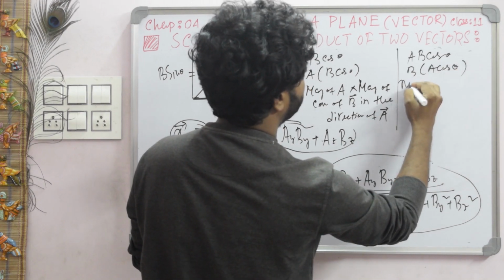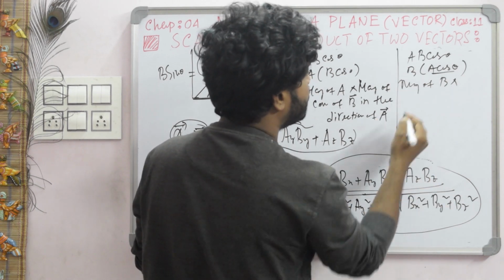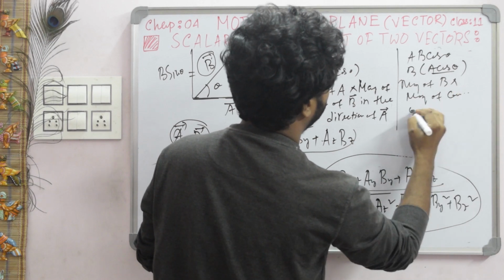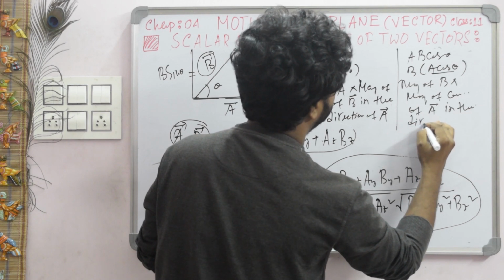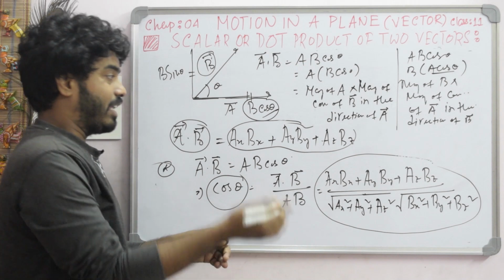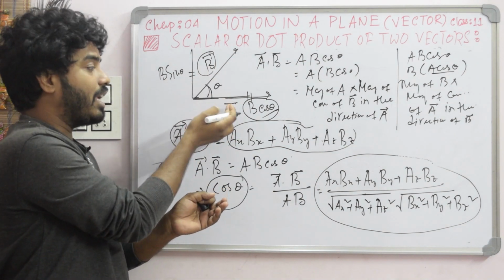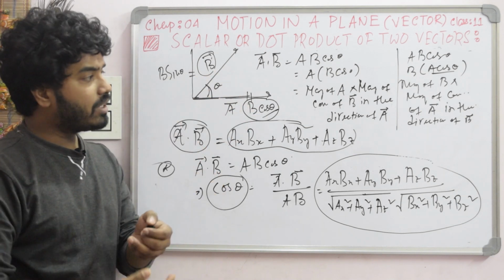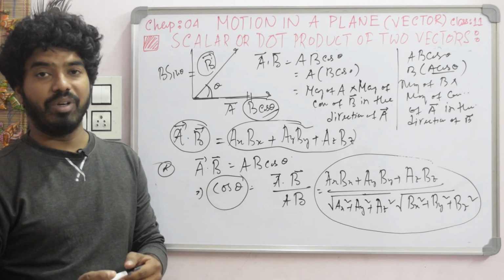What is b? b is the magnitude of vector b, into a cos theta. a cos theta gives the magnitude of the component of vector a in the direction of vector b. In the same way, vector a makes an angle theta with this axis, so vector a also has two components, a cos theta and a sin theta. Students, this is the actual meaning of the dot product of two vectors. Now we will solve some important numericals.